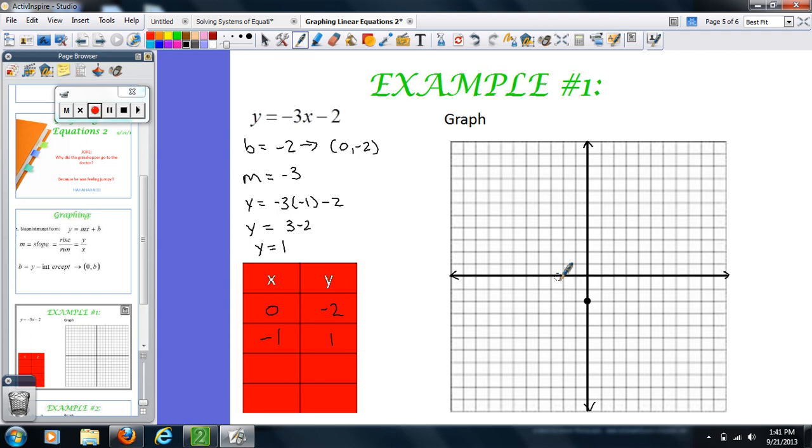Now you don't have to mix and match them. You can use the same method each time, and that would be perfectly fine. But I'm showing you a couple different ways of doing it. So that's one way. You can just pick random numbers for x and plug them in.